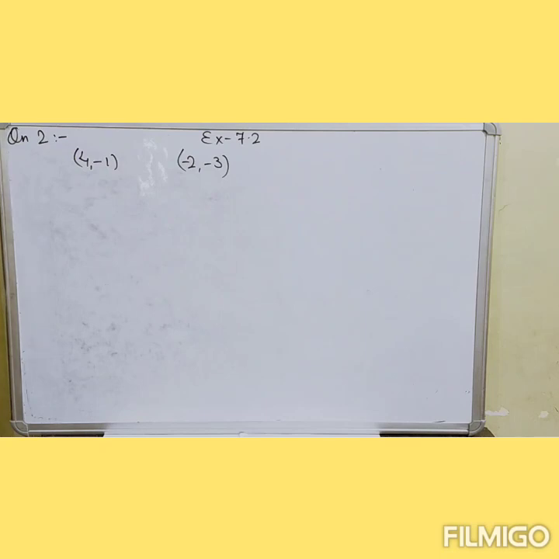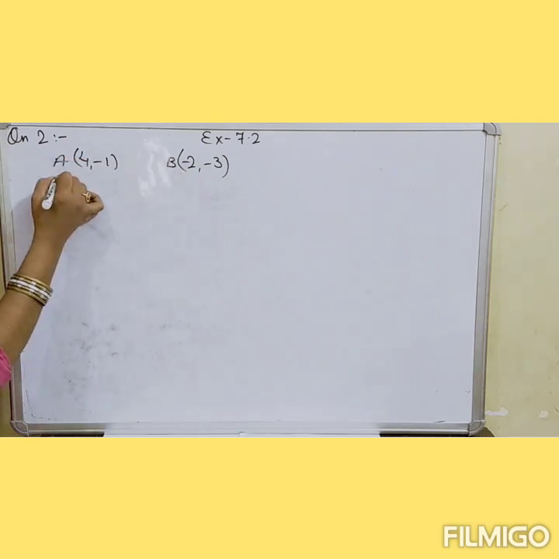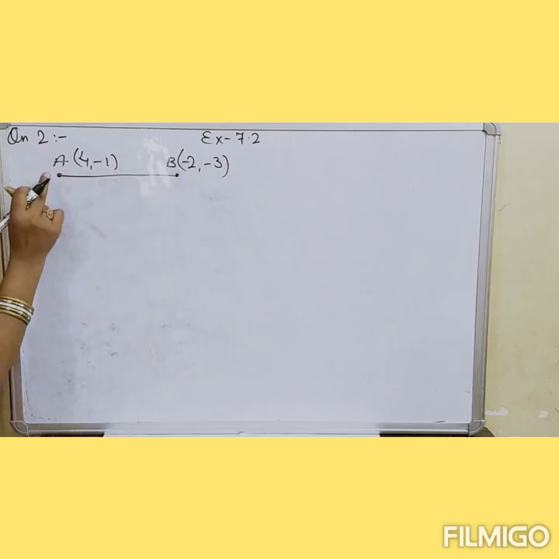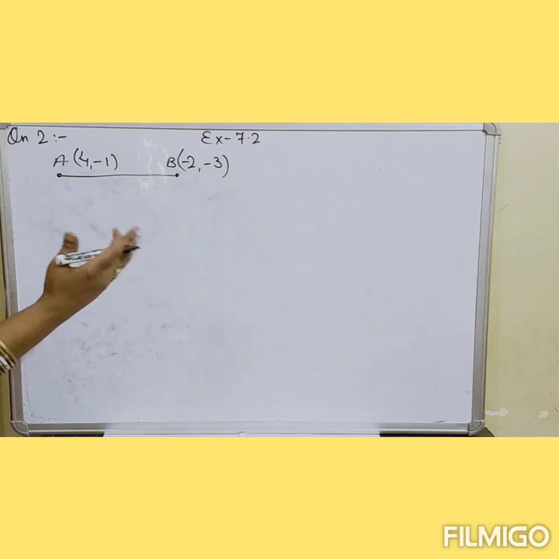So today we'll do exercise 7.2 question number 2 and let us see what is given in the question. There are 2 points which are given in the question and we have to find the point of trisection. If I join these 2 points, let us give the name to the points A, B, and if I join them, let's say this is the point A and this is point B, then we have to find the 2 more points which trisect this line AB in 3 equal parts.